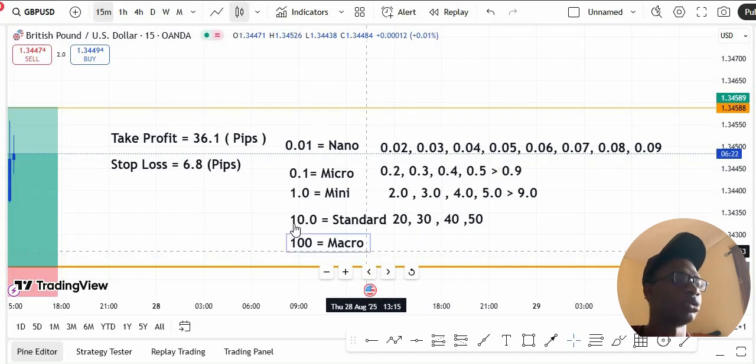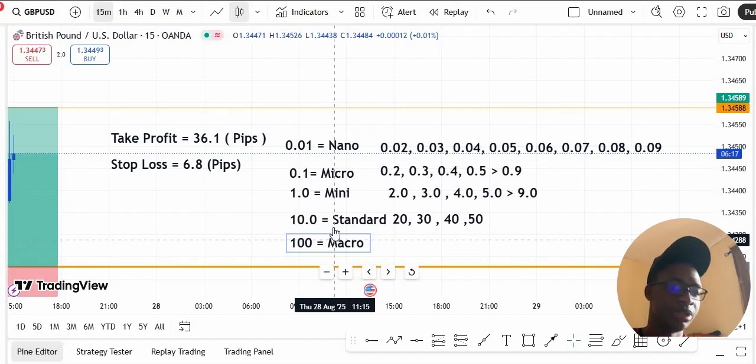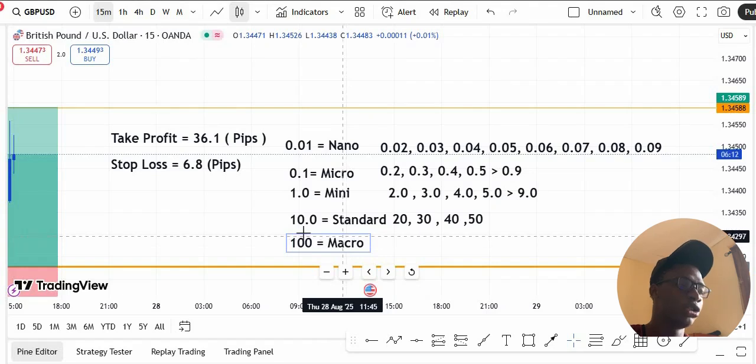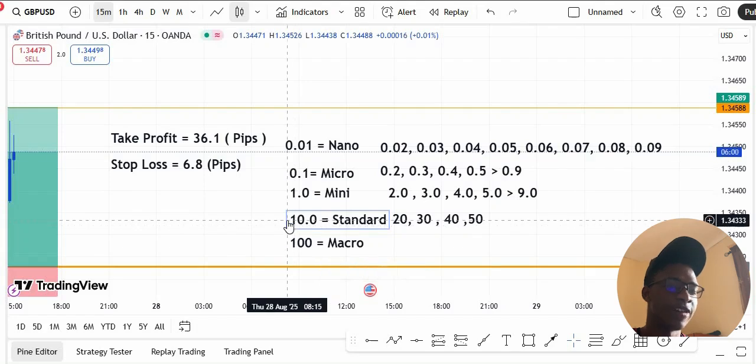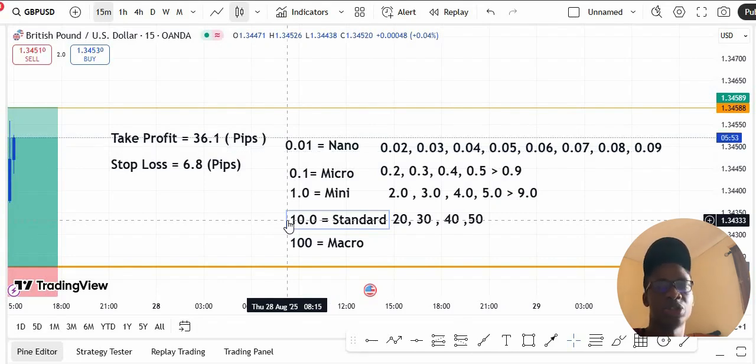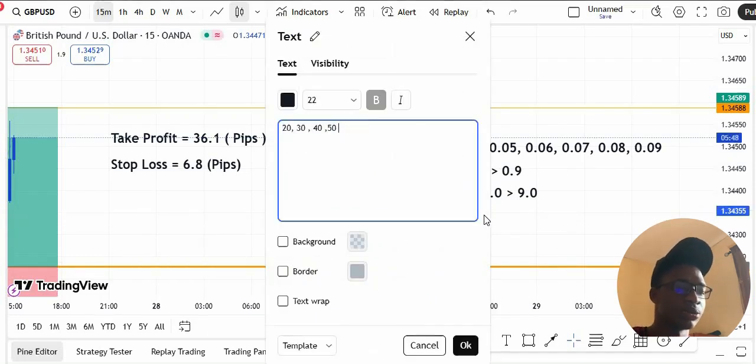Let's now move to the 10.0 standard lot, which is going to be the big boy's number. So 10.0 is going to be giving us $100 per pip. So if we have to get 5 pip on 10.0, it's going to be giving us 500. So 20 lot on 5 pip is going to be giving us double of that, which is 1,000. That's how it's going to go.